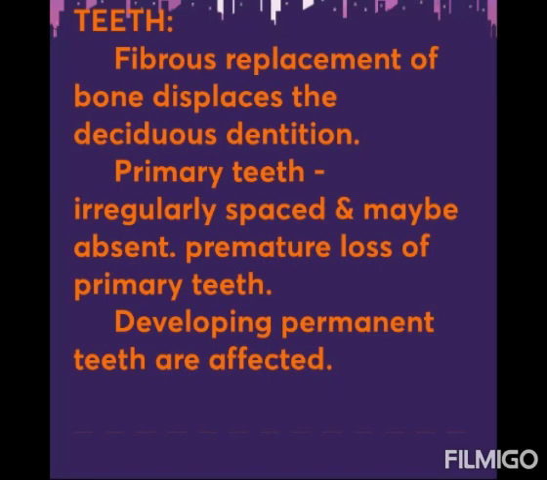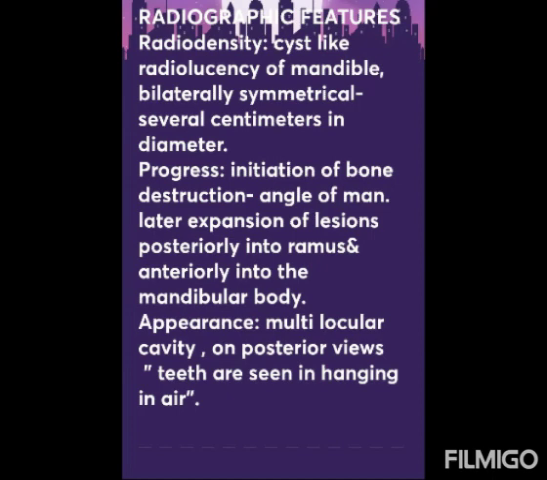In teeth, the fibrous replacement of bone displaces the deciduous dentition. So the primary teeth may be irregularly spaced and may be absent. There is a premature loss of primary teeth. The developing permanent teeth are affected, giving rise to displaced, unerupted or absent teeth along with malocclusion. So the cherubism patient has lots of unerupted teeth. So these are the clinical features of cherubism. The developing permanent teeth are also affected in this condition.